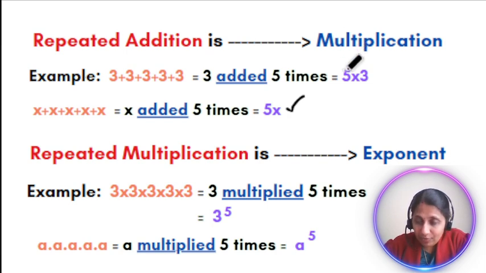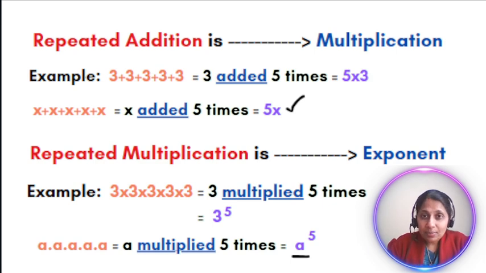In the same way, repeated multiplication is nothing but exponents. For example, 3 here is multiplied 5 times, so it can be represented as 3 to the power of 5. The 5 denotes how many times we are multiplying. Say the variable a is multiplied 5 times here, so we can write it as a to the power of 5. So basically exponents are nothing but repeated multiplication.